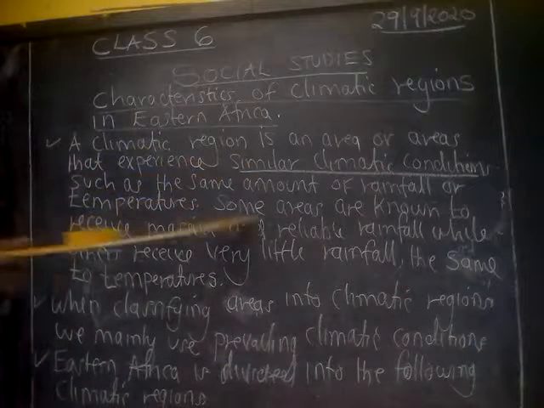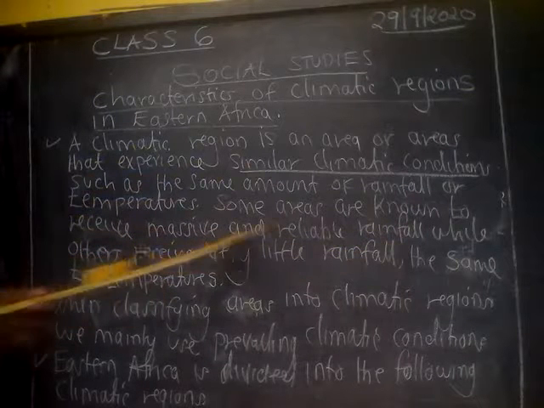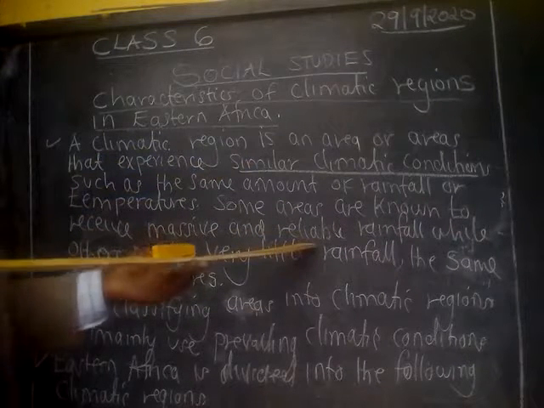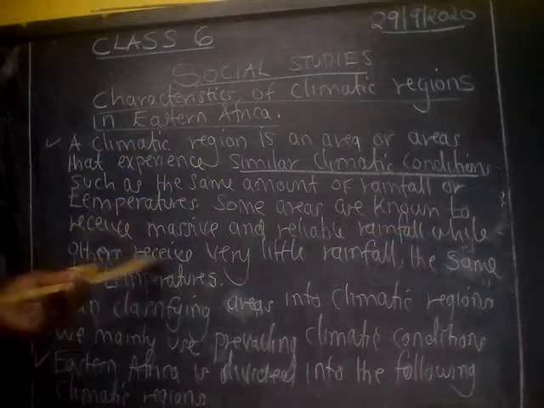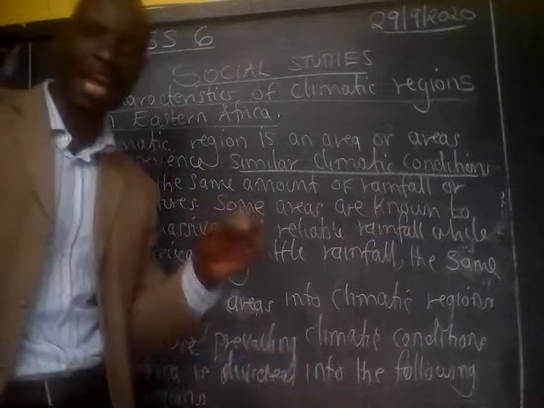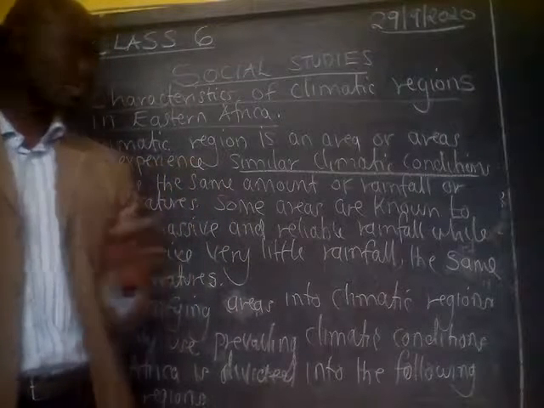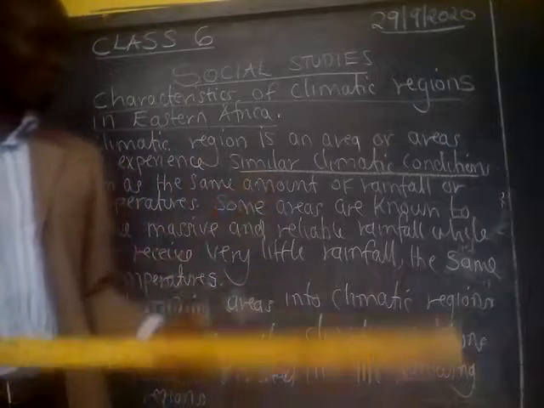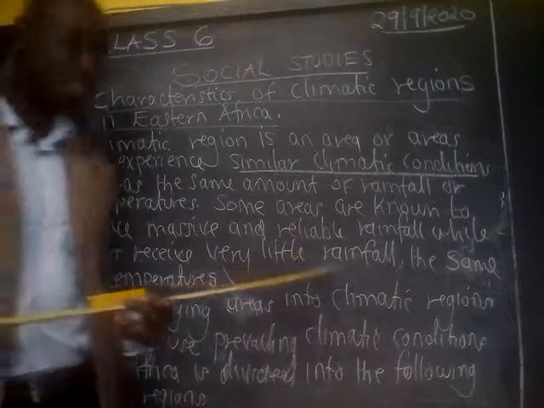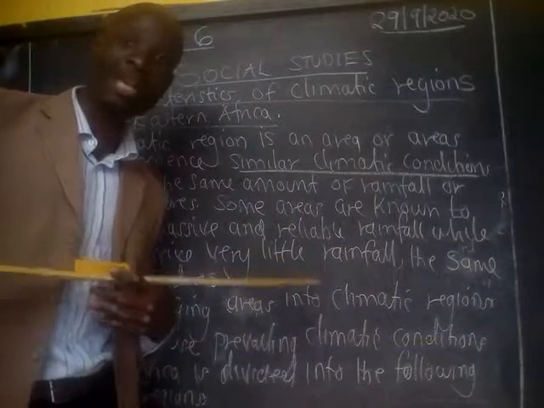Some areas are known to receive massive and reliable rainfall. Massive means a lot, and reliable means you can plan agricultural activities within these regions, while others receive very little. That is called unreliable; you can never rely on it. You may plan to plant maize, to be harvested within 3 months, and the rain fails you. That's why sometimes we substitute this with irrigation.